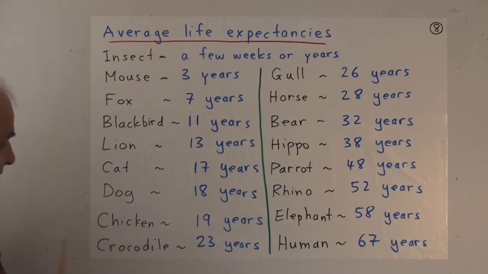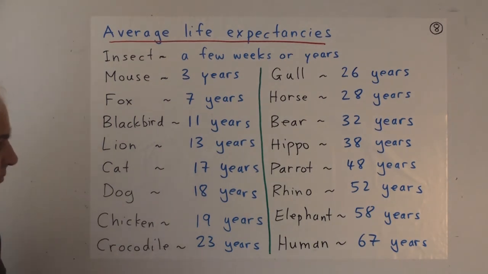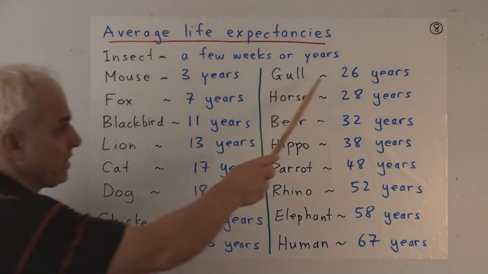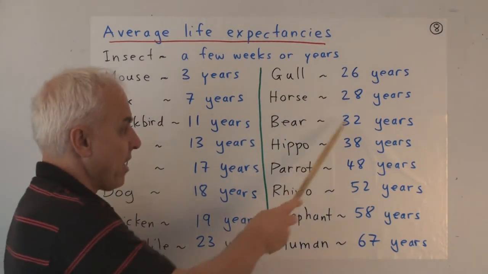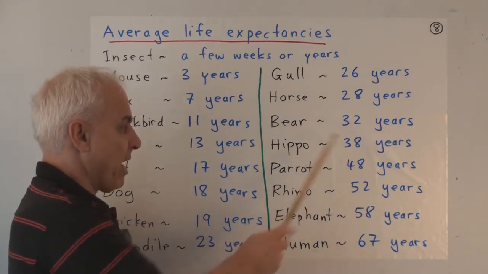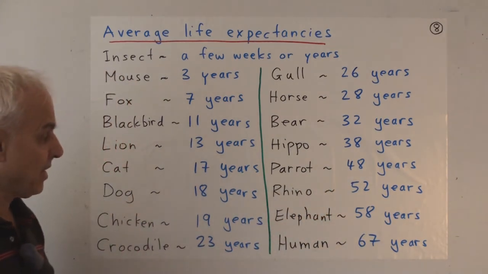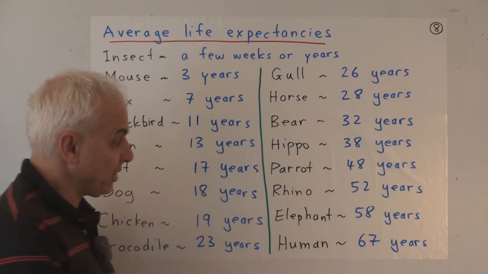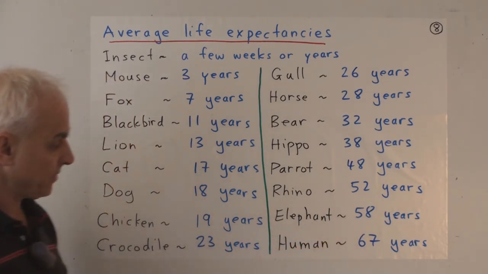A chicken, perhaps surprisingly, can live up to around 19 years. A crocodile, 23 years. A seagull, 26 years. A horse, 28. A bear, around 32. A hippo, perhaps 38. A parrot, 48. A rhino, on average, 52 years. And an elephant, 58 years.